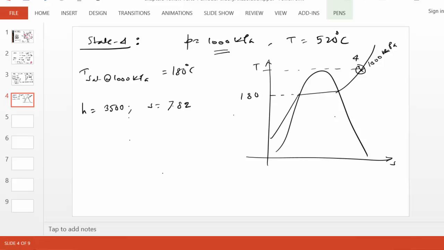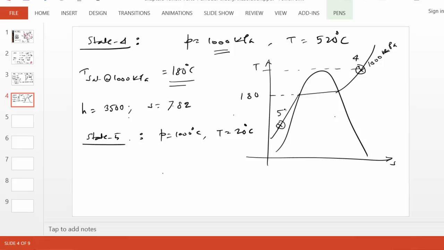Finally, let's see how we find properties of a subcooled liquid. Let's say state 5, what is given here is the same pressure, but the temperature is only, let's say, 20 degrees Celsius. Because for 1000 kPa we already figured out the saturation temperature, we know this is going to be a liquid, temperature is way below 100, so this will be our state 5. So we identified the location of the state in the subcooled region.